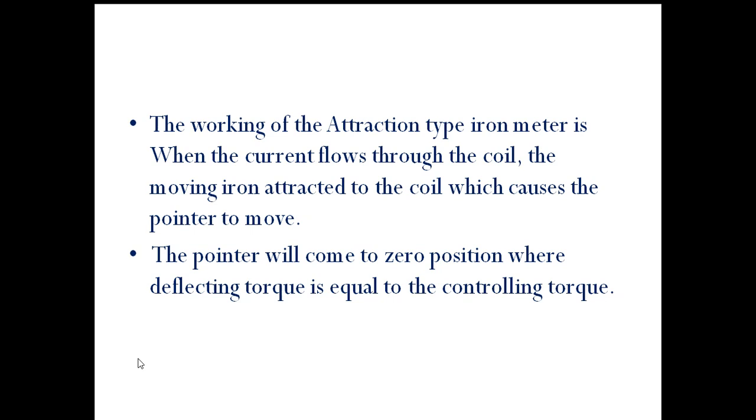So, as we discussed, depending on the strength of the magnetic field, the pointer will deflect. Due to the gravity control method, the controlling torque will be applied, and at the equilibrium position, the pointer will be oscillating. As we are using air friction damping, the pointer will come to rest at the final deflecting position.